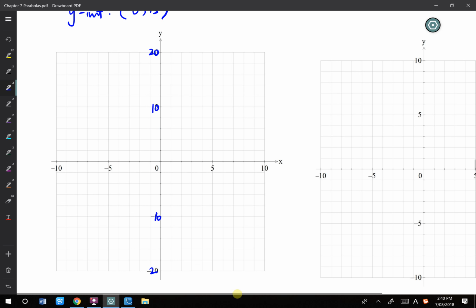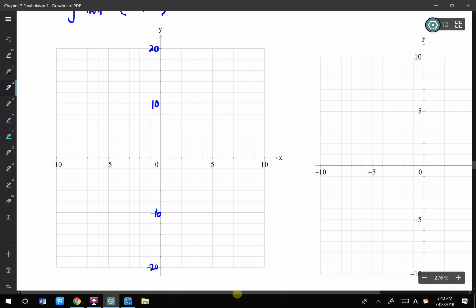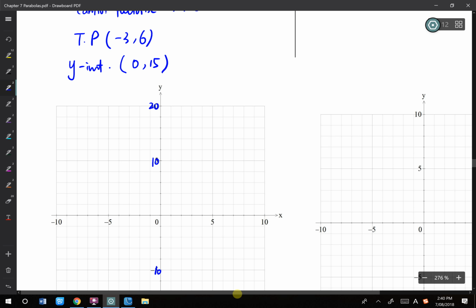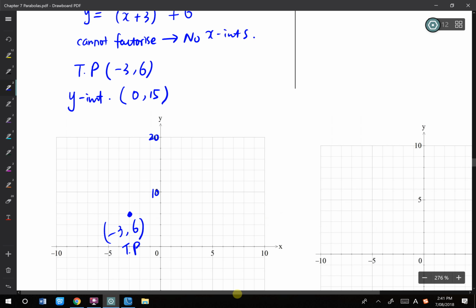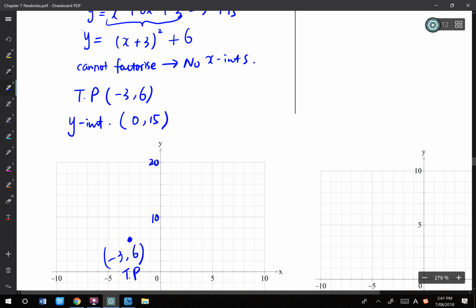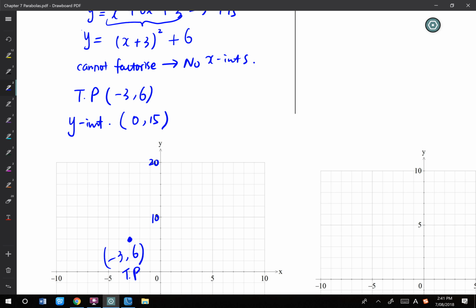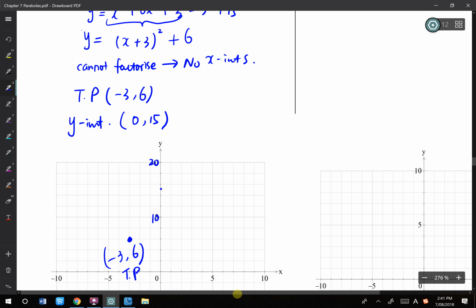Negative 3 and 6. Okay, negative 3 is here. 6 will be, negative 3 is here, 1, 2, 3, 6 is here. Okay, so negative 3 and 6. This is my turning point, okay? You can label that as the turning point. And also, the y-intercept is 0, 15. 0, 15 is in the middle of 10, 20.